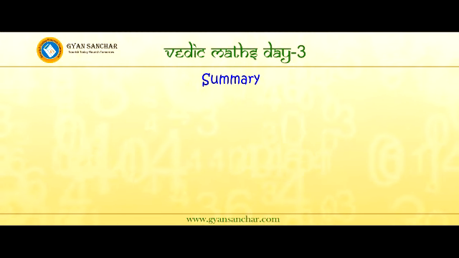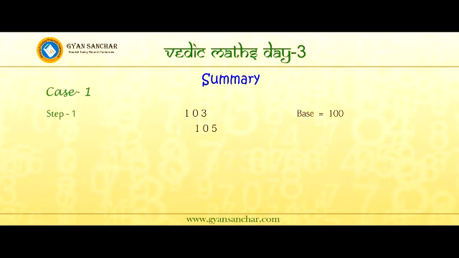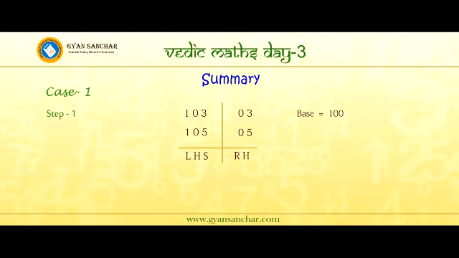To summarize all 3 cases with examples, for the first case, take 103 into 105 as an example. Both the numbers are near 100, so the base is 100. Subtracting the base from the numbers, we get 03 and 05. Now we multiply them for the RHS part of the answer. For LHS, we add either pair of numbers on the opposite sides of the partition diagonally. We get 108 as the result. The net answer is 10815.